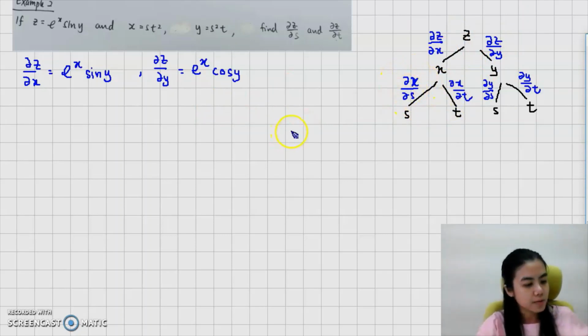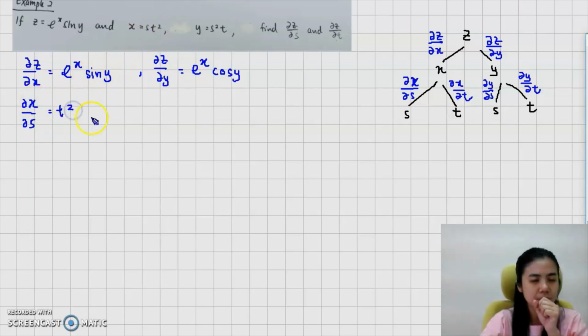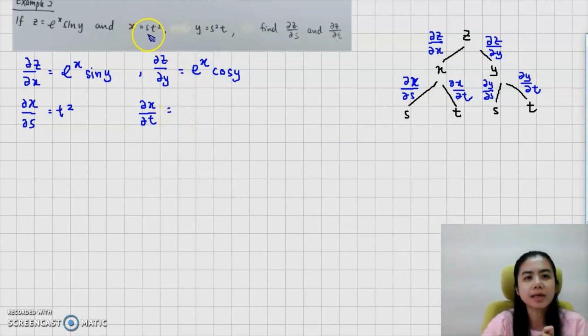If you look at that, del x del s, we have to refer to the x. So you differentiate with respect to s, t is constant. Differentiating s, you have 1, and this is constant, so we have t squared. The next is del x del t, so that t is treated as constant. Differentiating this, we have 2st.